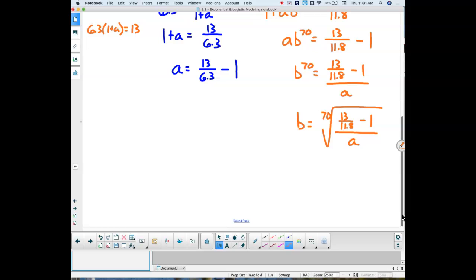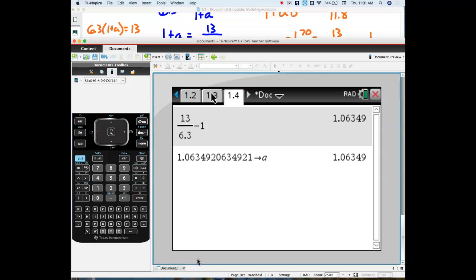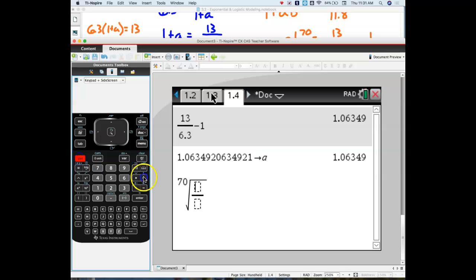And that now is what we can put into our calculator. Go back to our graphing calculator, and we can type that in to our function. So there's my 70th root. And now I need to get a couple of fractions in there. And we're going to have 13 over 11.8, then minus 1.